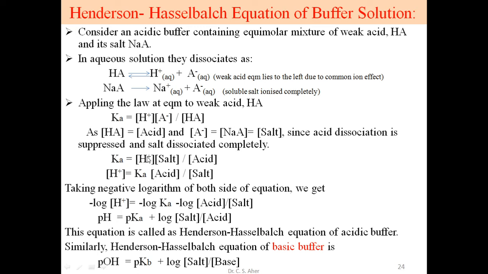So H+ remains on this side. When we shift the salt concentration upon acid concentration to the opposite side, what happens? The H+ concentration is equal to Ka times the acid concentration divided by the salt concentration. This term shifted to the other side gets reversed, and thus the H+ ion concentration is equal to Ka times the acid concentration upon the salt concentration.